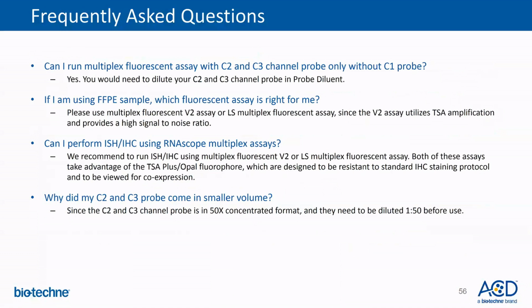Can I perform IHC using RNAscope multiplex assays? Yes, it is feasible. However, please note, we recommend that you run the IHC using multiplex fluorescent V2 or the LS multiplex fluorescent assay. Both these assays take advantage of the TSA Plus or Opal fluorophores, which are designed to be resistant to standard IHC staining protocol and can be viewed for co-expression of mRNA and proteins.